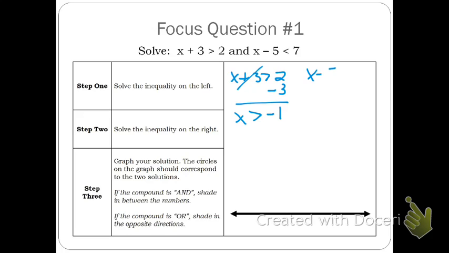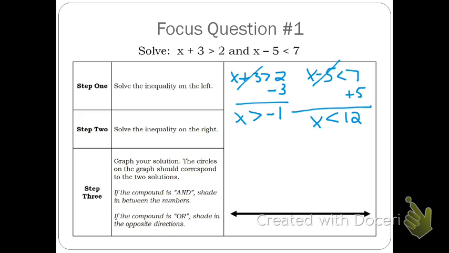X minus 5 is less than 7. Once again, I need to combine my like terms, so I need to bring that 5 over as a plus 5. So x is less than 7 plus 5. They're the same sign, so you just add, which is 12. Once we solved each inequality, now it's ready to graph our inequality.